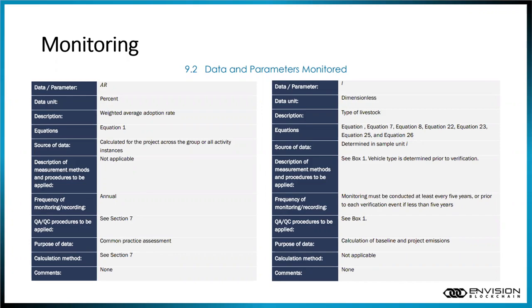For this parameter, the frequency of monitoring should be on an annual basis, which means that the parameter AR needs to be updated once a year in our Guardian monitoring report. On the right-hand side, we have parameter L, which relates to the type of livestock. The frequency recording for this parameter is every 5 years or before each verification event if the project has a duration that is less than 5 years. So in the Guardian monitoring report, we should update parameter L every 5 years or before a verification event.